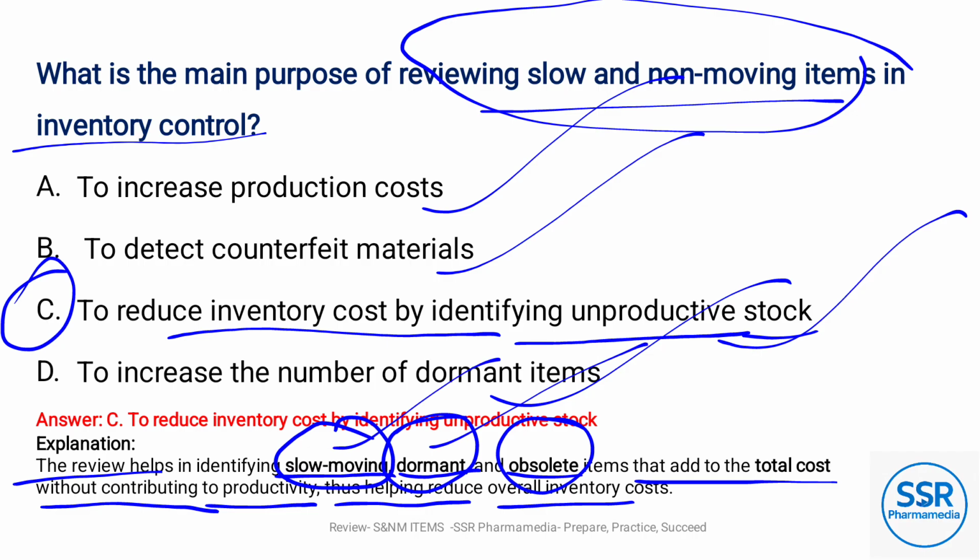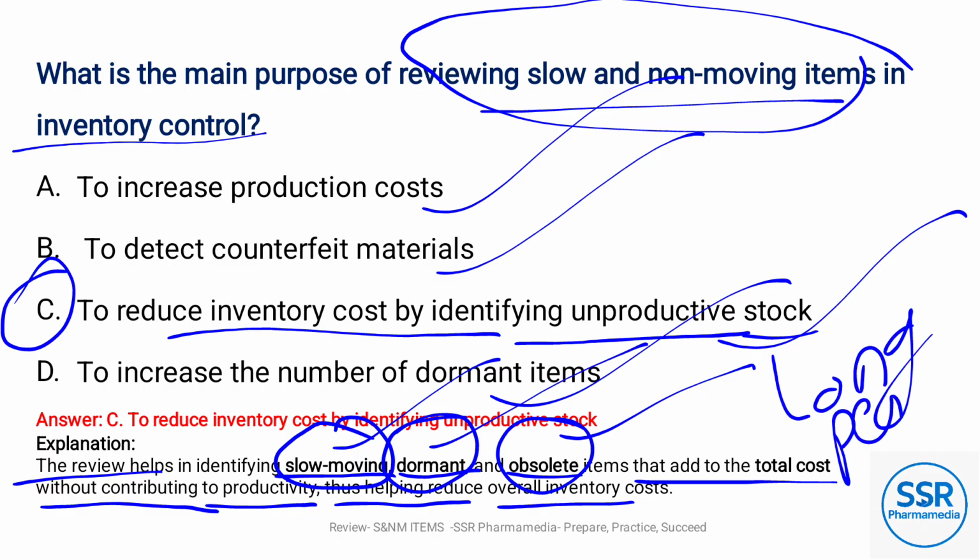Dormant means stocking for a long period. Obsolete also means stocking the drug for a long period without moving, that means without selling, the drug is present for a long period. So it is called an obsolete item. Sometimes it becomes expired also. That's called expiry drugs.